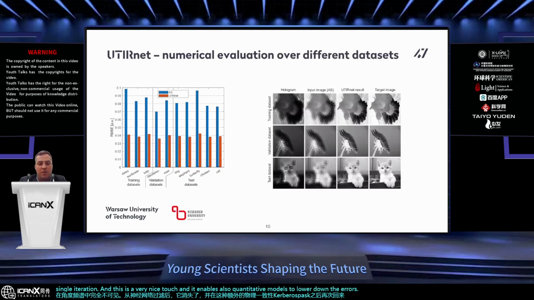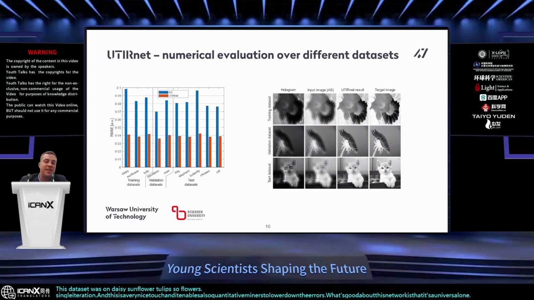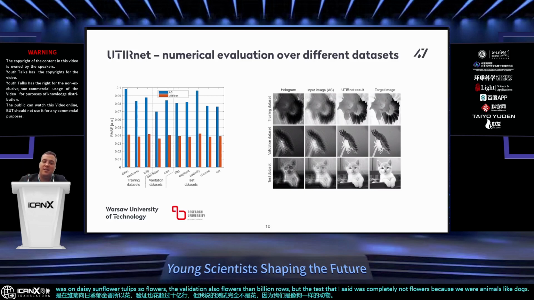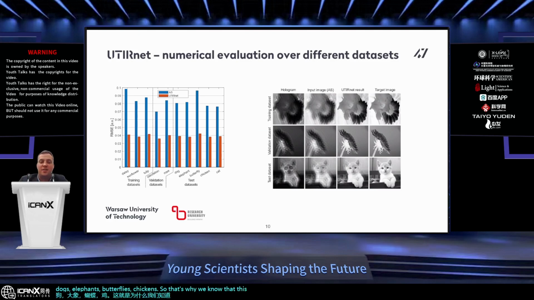What's good about this network is that it's generally a universal one. So the training dataset was on daisy, sunflower, and tulips, so flowers. The validation also on flowers, dandelion, rose, but the test dataset was completely not flowers, but animals like dogs, elephants, butterfly, chickens. So that's why we know that this network has a fair share of universal versatility.